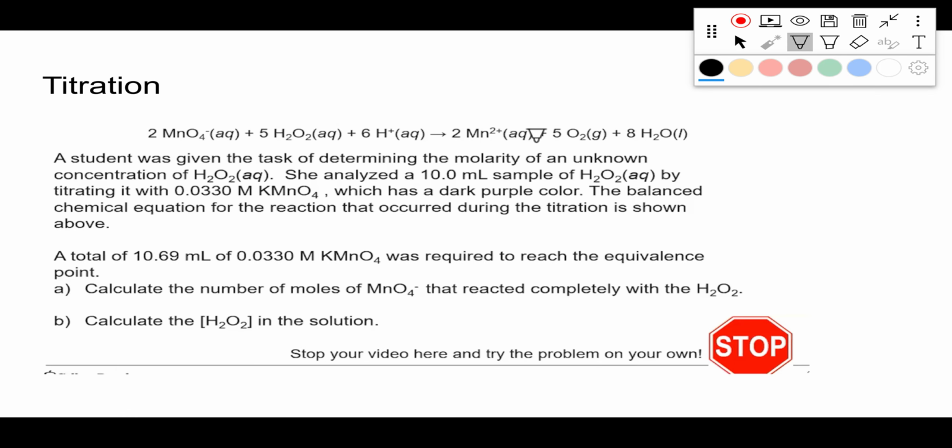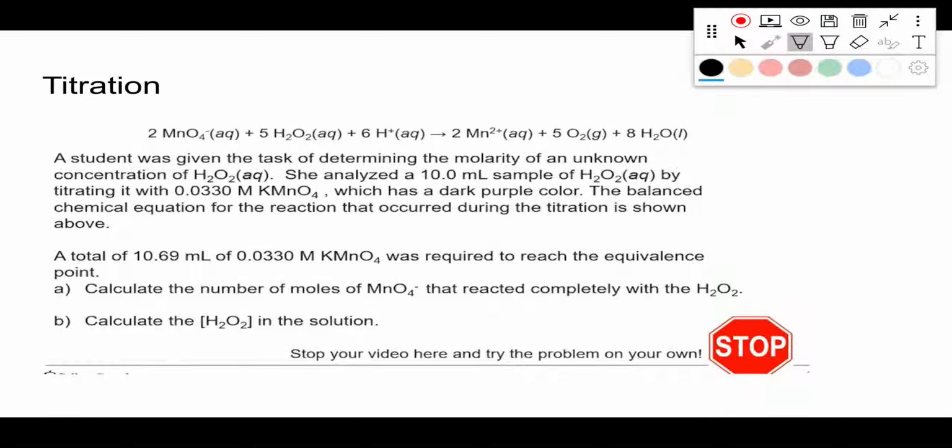It said the student was given a task of determining the molarity of an unknown concentration of H2O2. She analyzed a 10 milliliter sample of H2O2 by titrating it with 0.0330 molarity KMnO4, which has a dark purple color. So this one wasn't necessary to use an indicator because the things were colored. The balanced equation for the reaction is shown above. A total of 10.69 milliliters of 0.0330 molarity KMnO4 was required to reach the equivalence point. Letter A, calculate the number of moles of MnO4 -1 that reacted completely with H2O2, and then calculate the concentration of the H2O2 in the solution.